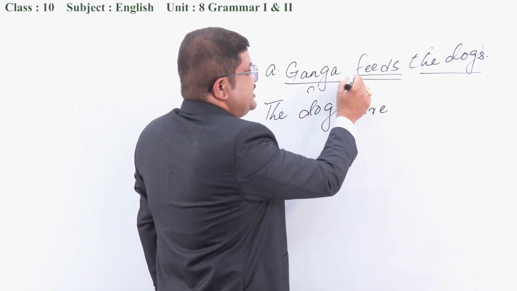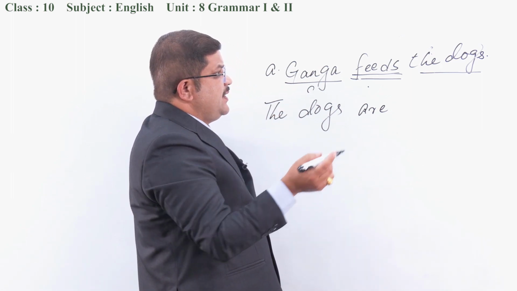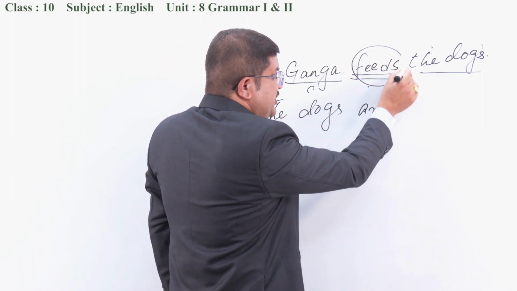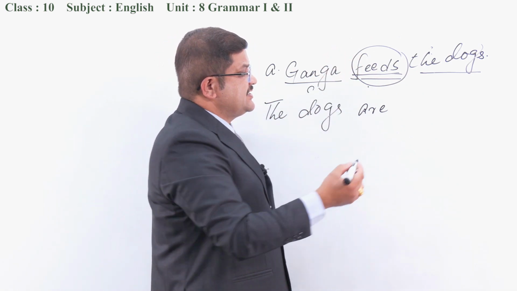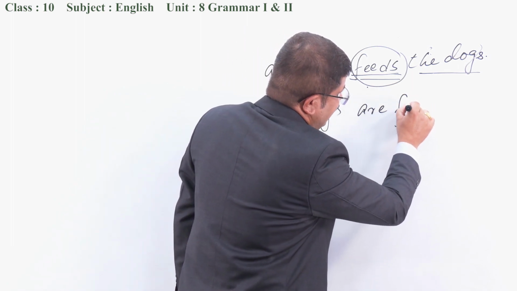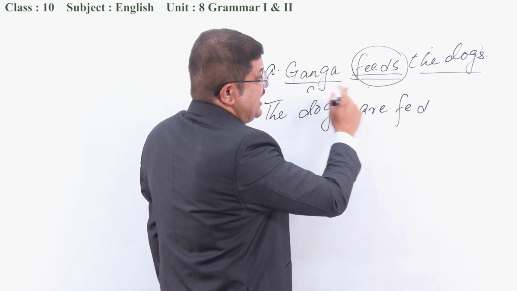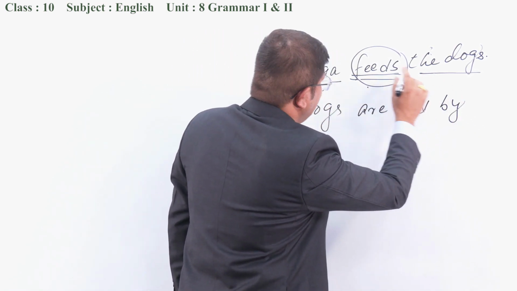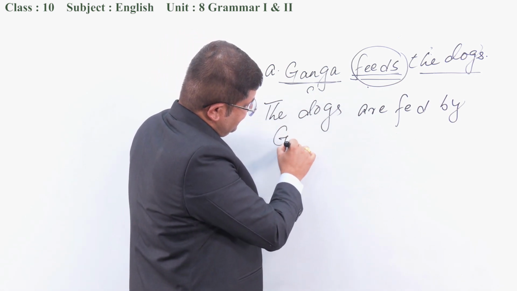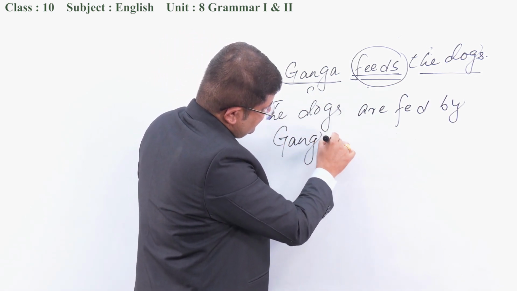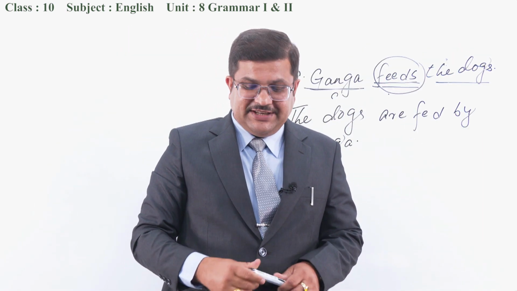Now, this is a verb. According to the ideas, it has to be changed with past participle form. And what is the past participle form of feeds? Yes, you're right. F-E-D, fed. The dogs are fed. Now, you can simply use by. What is the subject of an active sentence? Ganga. Now, it becomes passive. Did you understand?